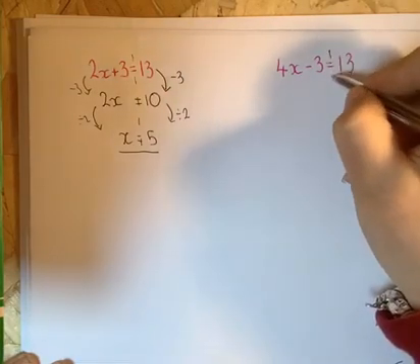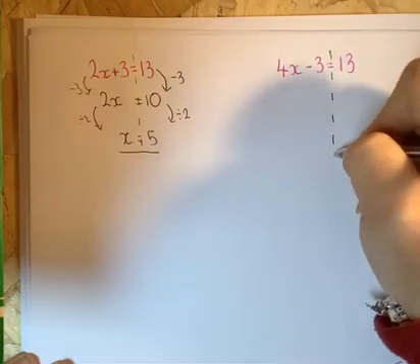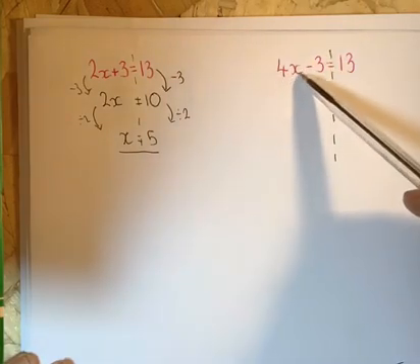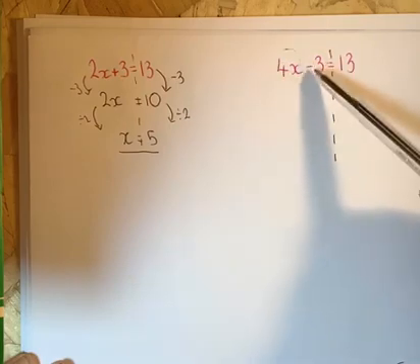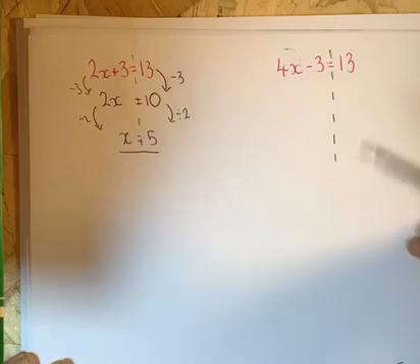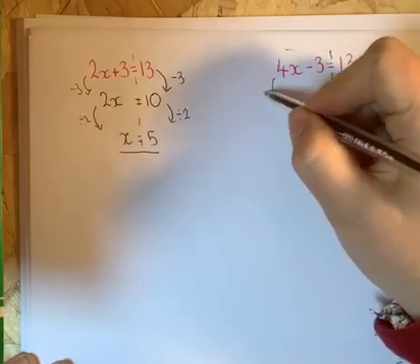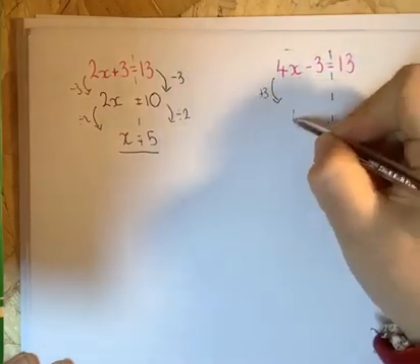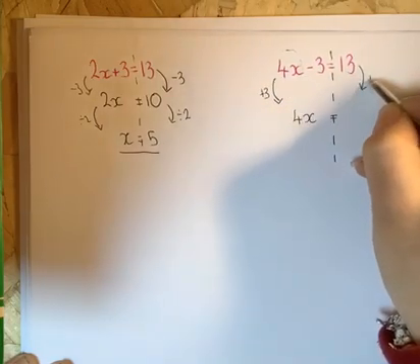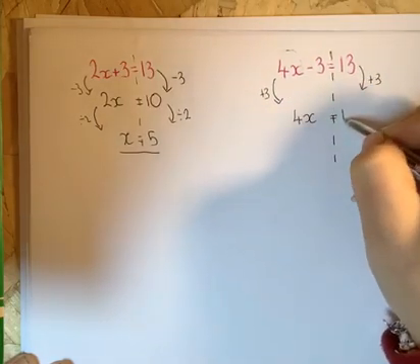So again, working like mathematicians, we're going to make our equal sign in line. Okay, so we want to get this x by itself. So the first thing that we need to do is add 3 to both sides, because when we add 3 to negative 3, it makes 0. So we're going to add 3, which leaves us with 4x. And we're going to add 3 to this side, which leaves us with 16.